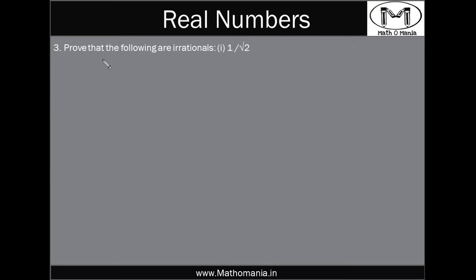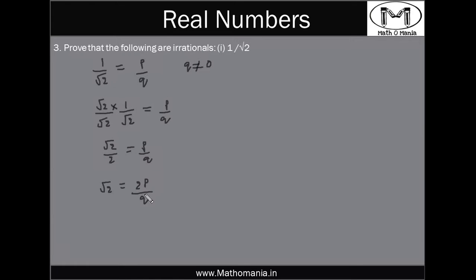Question number 3, we need to prove that 1 upon root 2 is an irrational number. Now let us assume that this is a rational number which can be written in the form of p upon q, where q is not equal to 0. We are using the method of contradiction again. So let us multiply this fraction by root 2 on both sides. So root 2 by root 2 into 1 upon root 2 is equal to p upon q. So this is root 2 upon 2 is equal to p upon q, or root 2 is equal to 2p upon q.